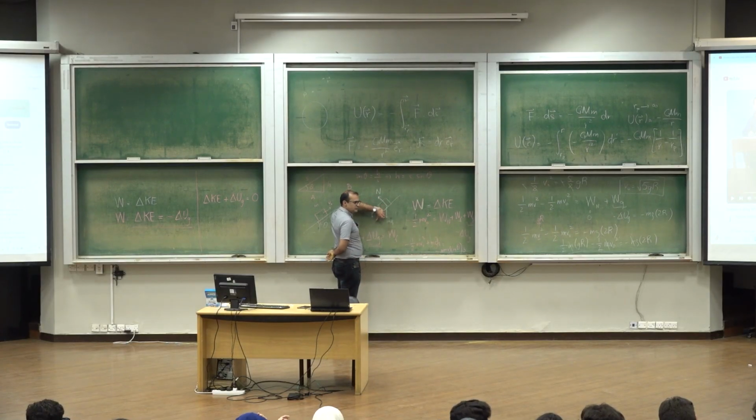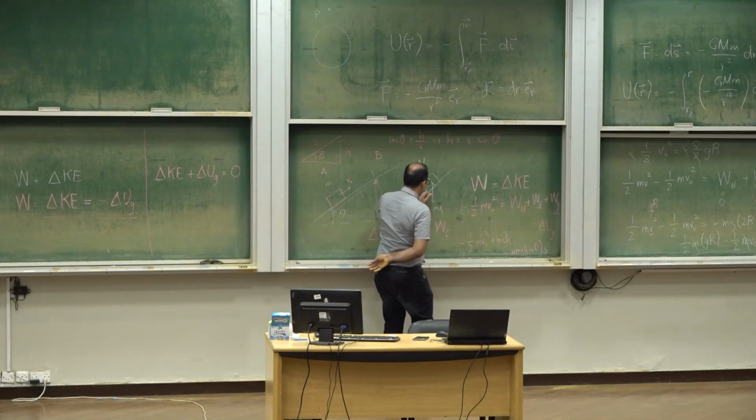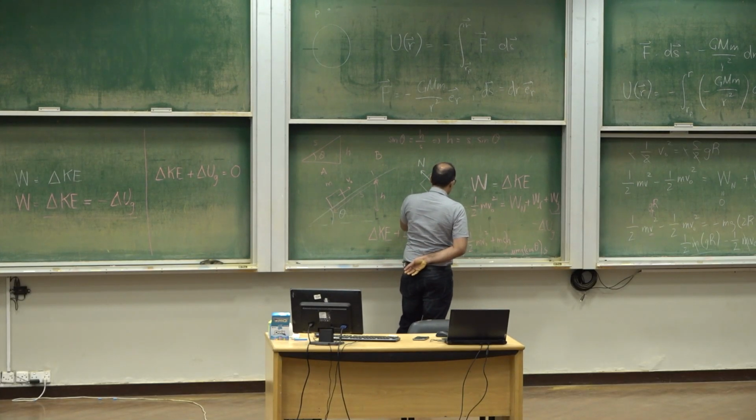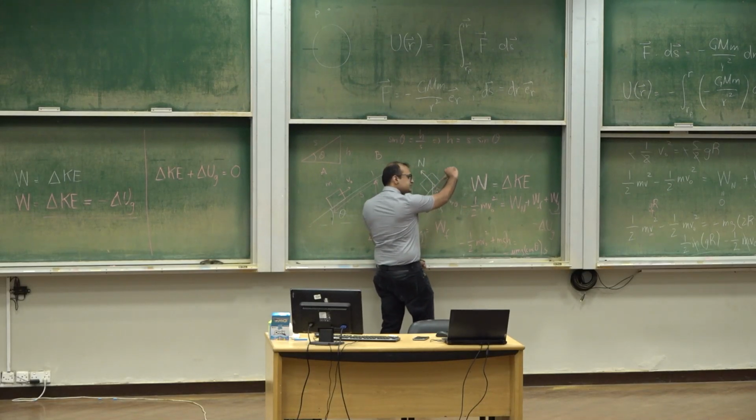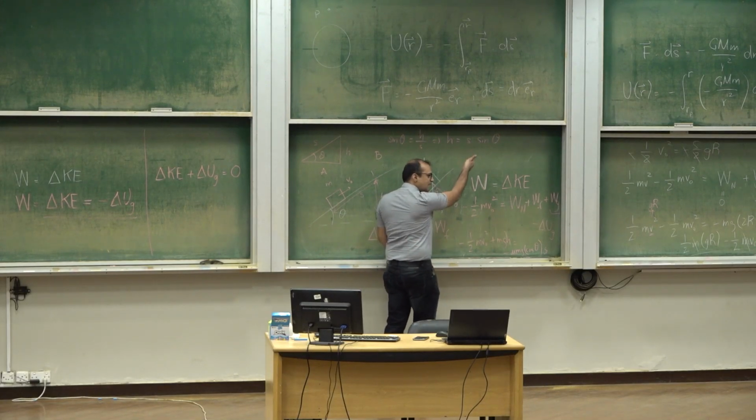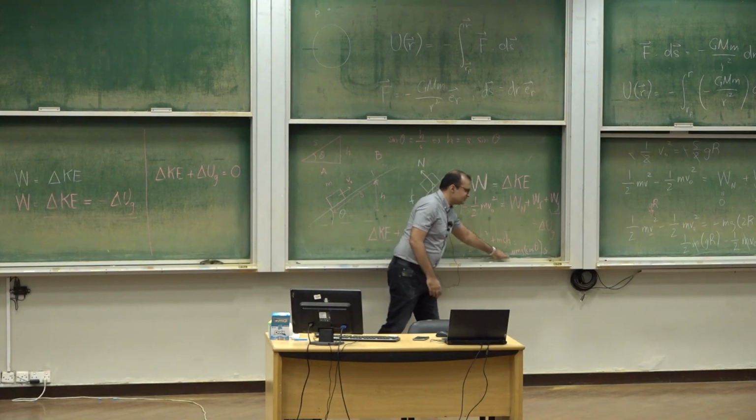Friction is acting down the slope. This angle is theta, and this is mg cos theta. So the normal force in this case will be equal to mg cos theta. Therefore, the friction force will be mu mg cos theta. Mu times N is the friction force, mu mg cos theta, and therefore the work done by the friction force will be mu mg cos theta times s. But the friction force is down and the displacement vector is up, so hence the minus sign.